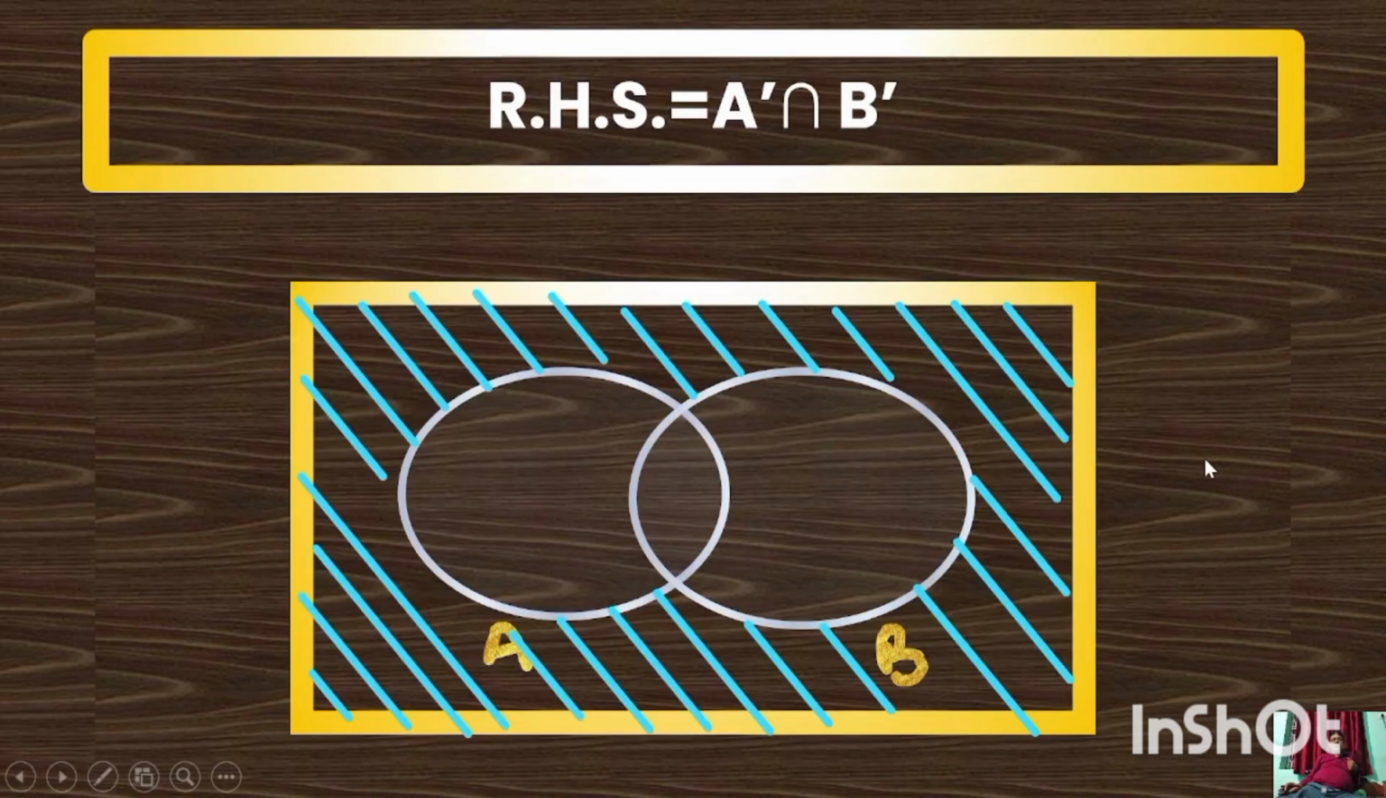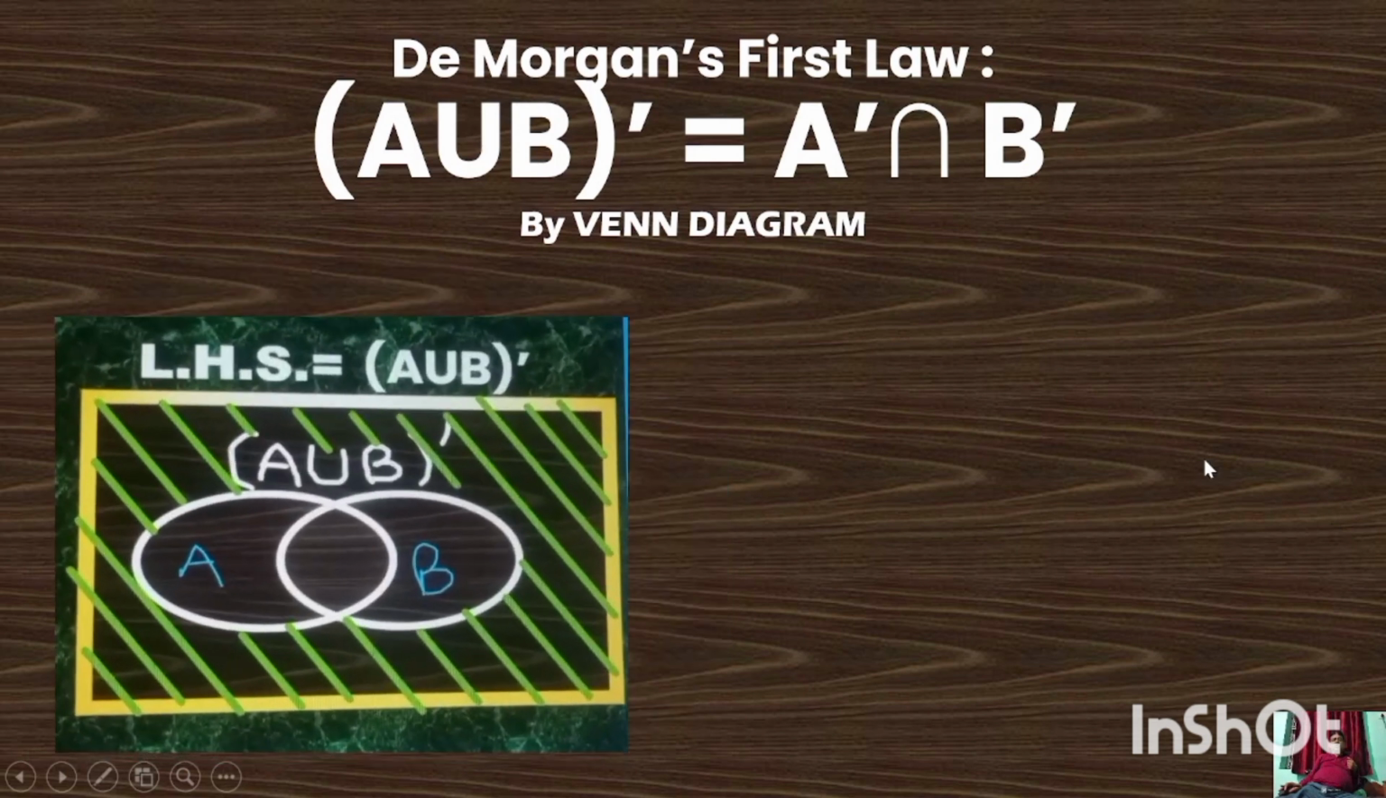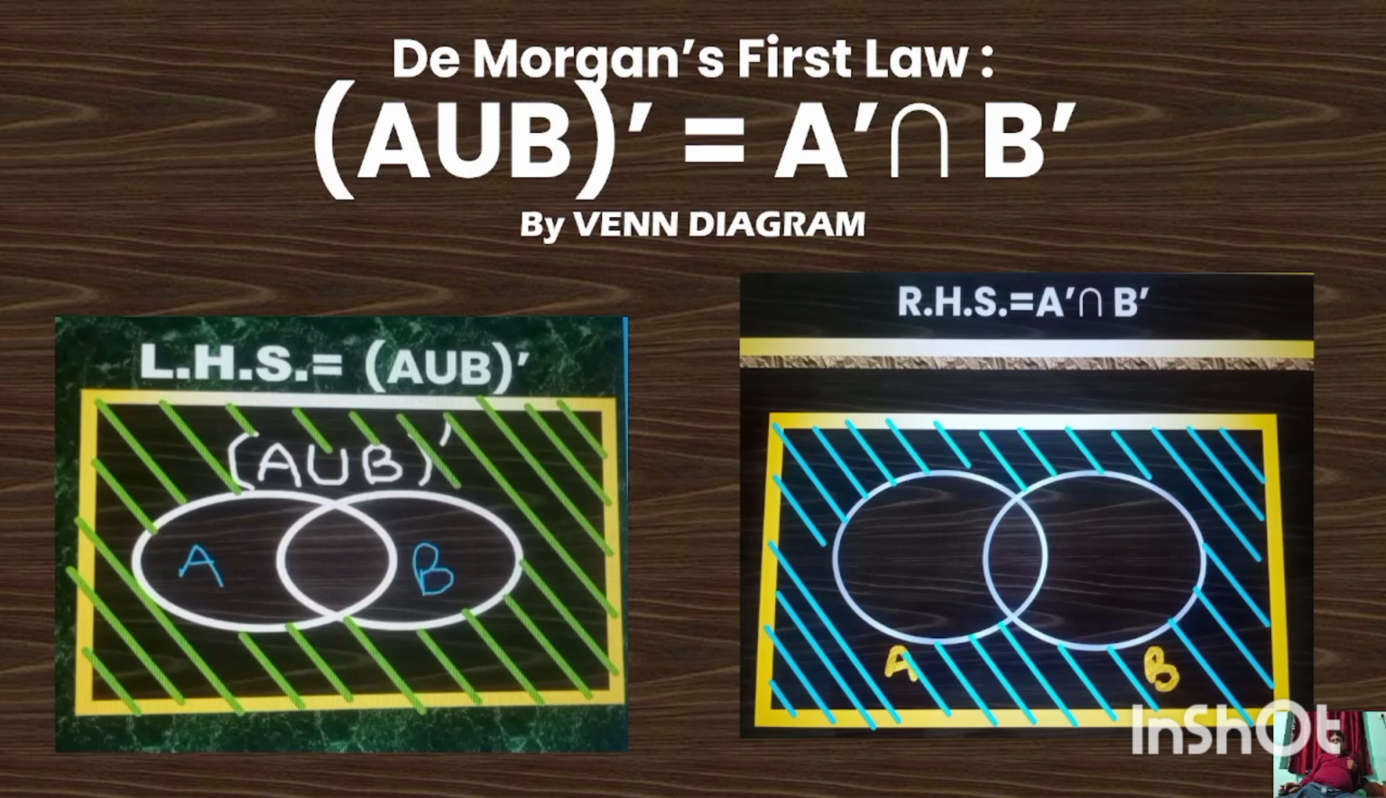Once again see, okay, and look here, in both cases you see the De Morgan's first law is verified using the Venn diagram. These are the areas, A union B whole dash and A dash intersection B dash, the same area, right? Carefully see and also practice.